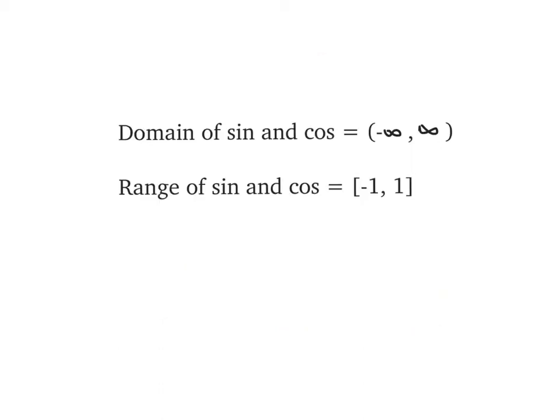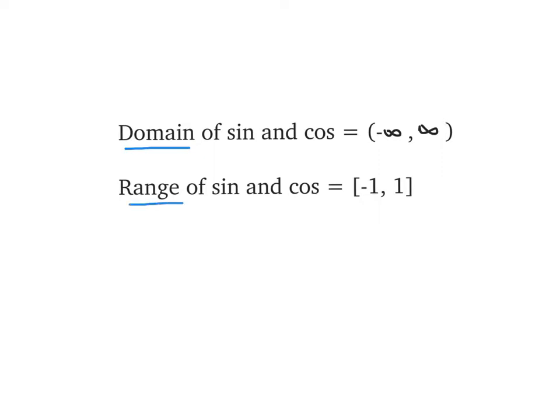The domain of sine and cosine, which is your x values, goes from negative infinity to positive infinity. We haven't talked a whole lot about domain yet this year, that's coming pretty soon. But the domain means how far your graph goes left to right. What part of the x-axis does it cover? When we graph sine and cosine in a minute, it's going to cover the whole thing. It goes forever left, forever right.